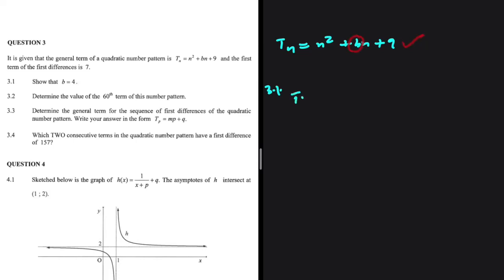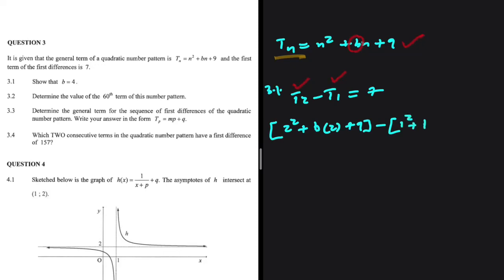It means that T2 minus T1 of the quadratic number pattern will be equal to 7. Let's go ahead and find T2 and T1. So in place of T2, we're just substituting 2 into Tn, right? We're going to have 2 squared plus b multiplied by 2 plus 9 minus T1. So that is going to be 1 squared plus b multiplied by 1 plus 9 being equal to 7.